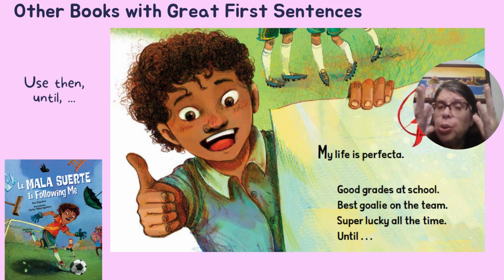A good way to hook your reader is to use "until, then..." Then they will be curious to know what's going to happen next, and it adds suspense. My life is perfecta.